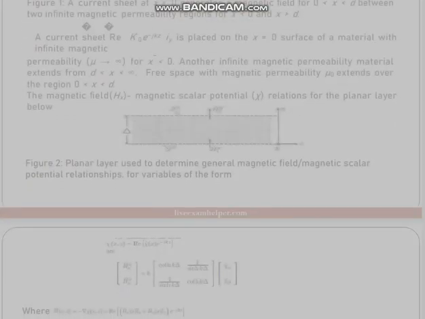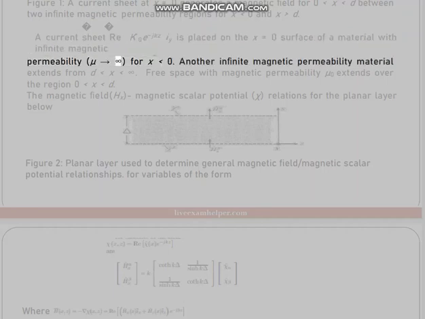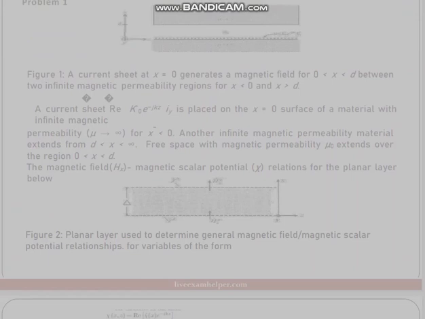Figure 1. A current sheet at x equals 0 generates a magnetic field for 0 < x < d between two infinite magnetic permeability regions for x < 0 and x > d. A current sheet Re[K0 e^(jkz)] i_y is placed on the x equals 0 surface of a material with infinite magnetic permeability, μ equals infinity, for x less than 0. Another infinite magnetic permeability material. Problem 1.